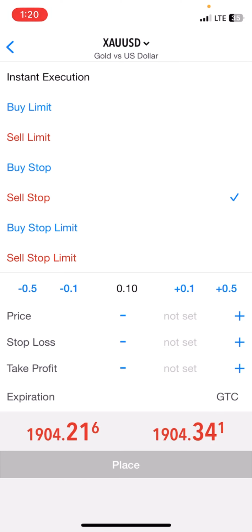But the same thing goes for buy stop. When you have your preferred price, you set it in and you set your stop loss and you set your take profit and you place the order.